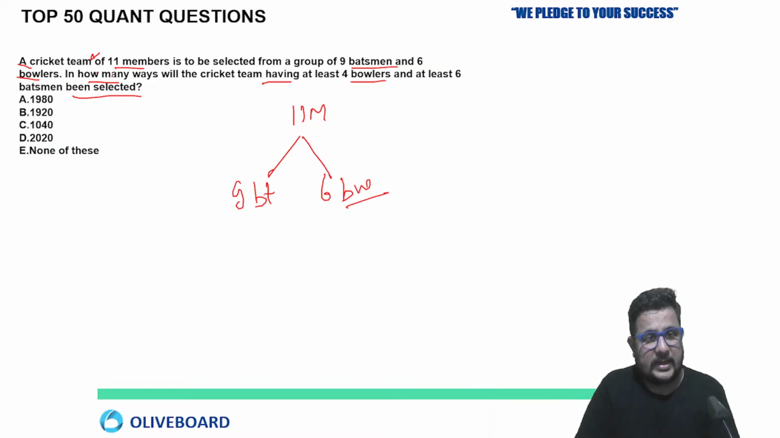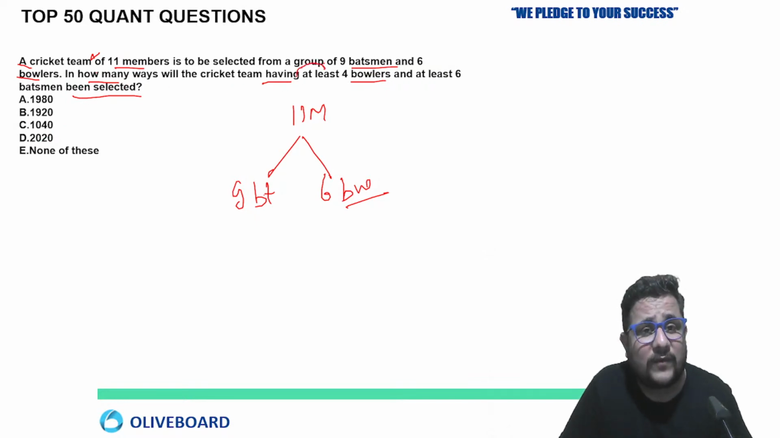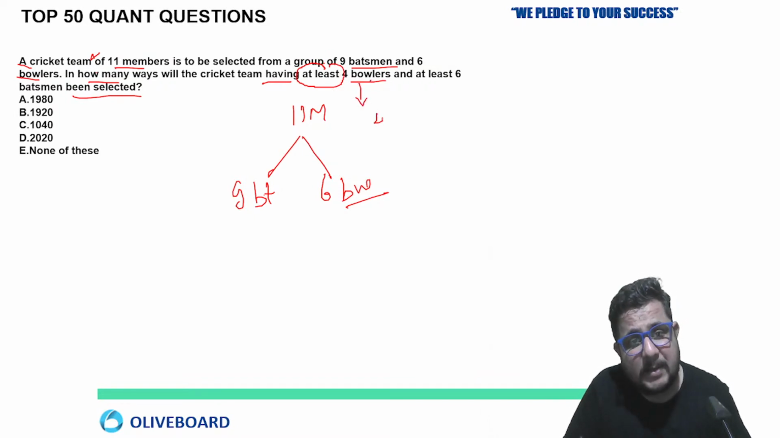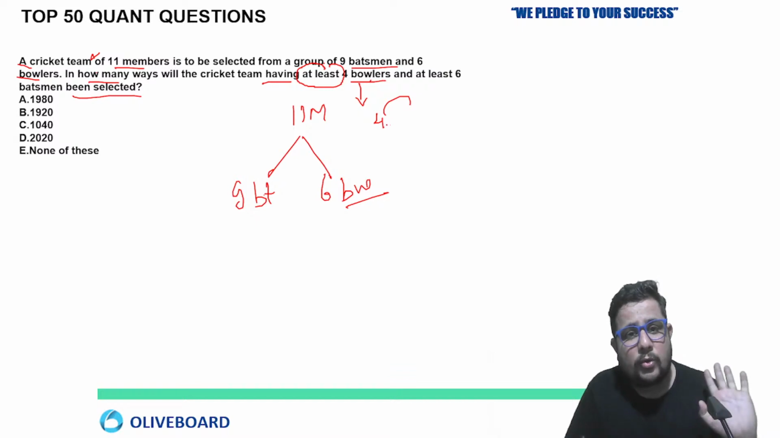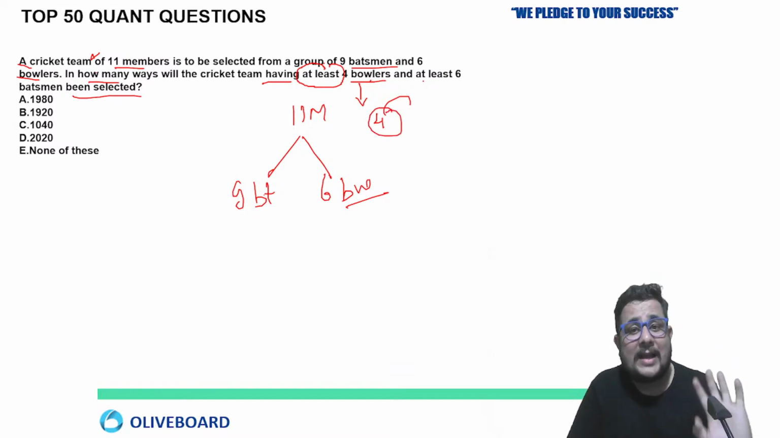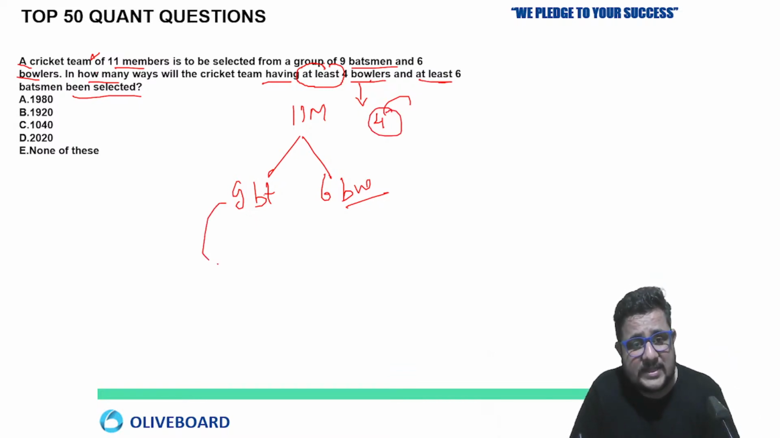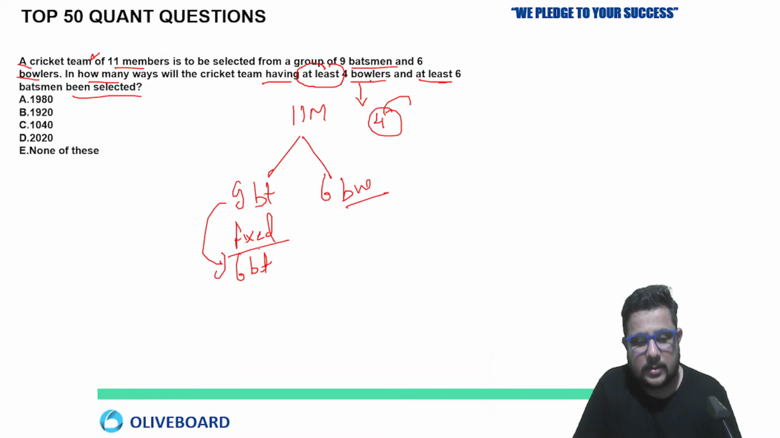Okay. In how many ways will the cricket team have at least... see, the wording says what? At least 4 bowlers means minimum 4; more than 4 will be okay, but you have to keep at least 4. And at least 6 batsmen. So from these 9 batsmen, 6 batsmen are fixed, their selection, right? 6 I have to choose from here, and 4 bowlers I have to choose from here.